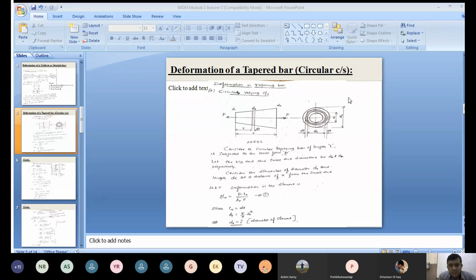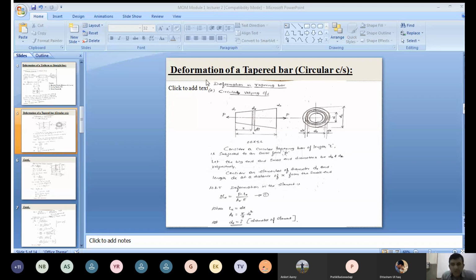Now throughout the length, the cross-sectional area is not constant here, it's varying. If it is constant, we can directly take the deformation in the bar as PL by AE. But here the cross-section is varying. For that, we'll consider a small element, the elemental ring. You can see the elemental ring in the side view. The small element has diameter d suffix x. These are d suffix 1, d suffix 2, right?